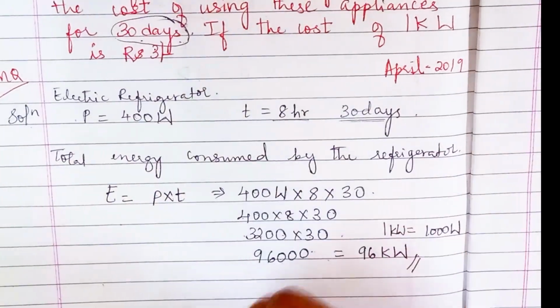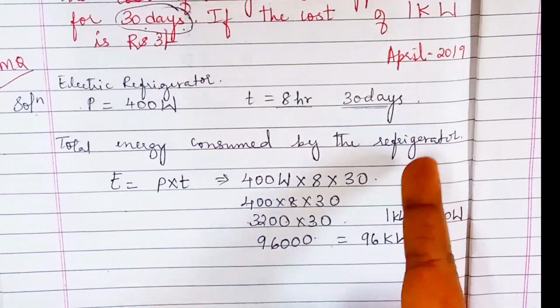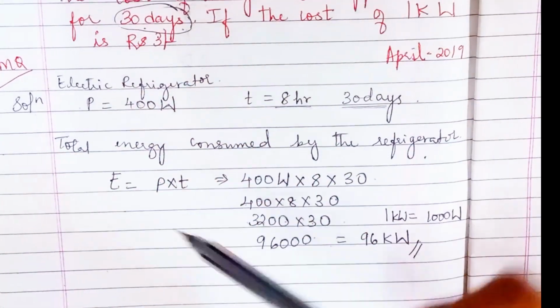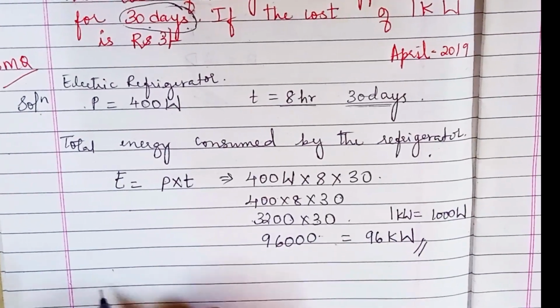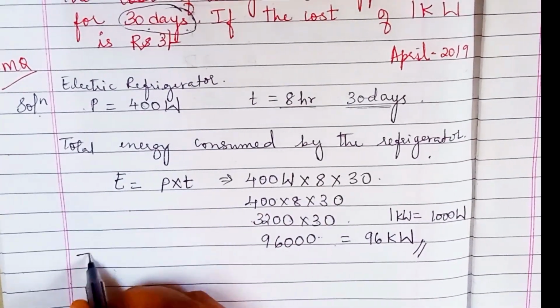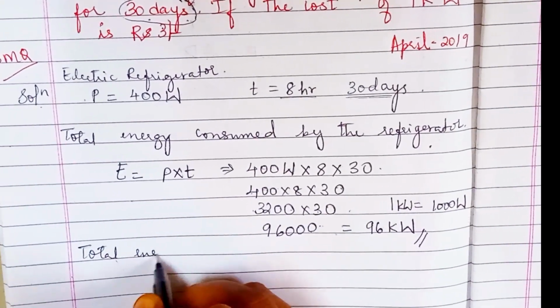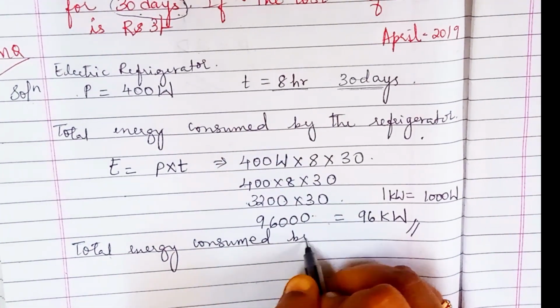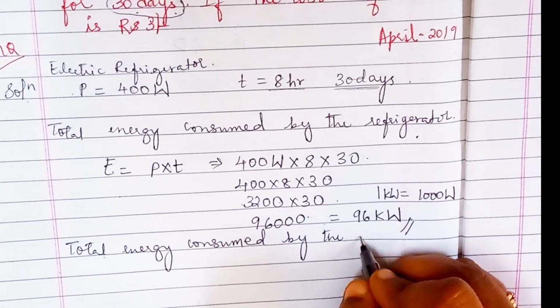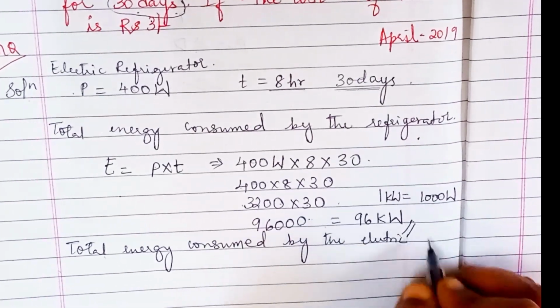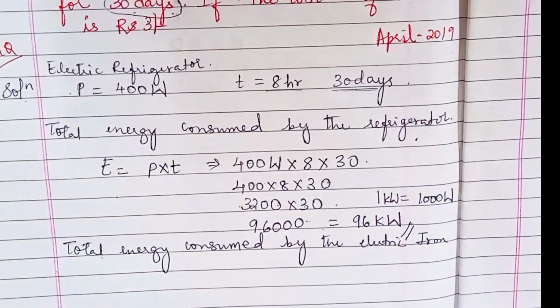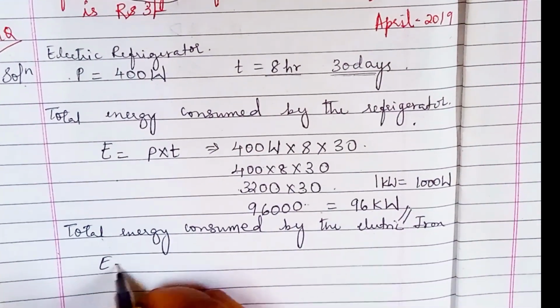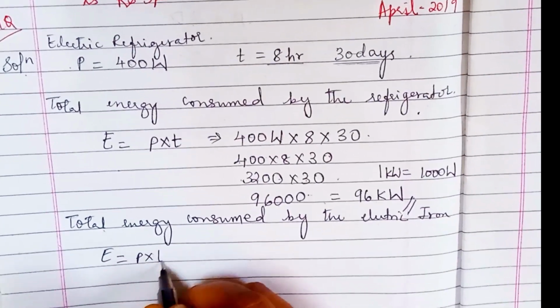Okay. Now the next part. Now the same thing how we calculated for your refrigerator, the same thing you have to calculate for your electric iron box. So now coming to total energy consumed by the electric iron. Okay, now same formula, that is E is equal to P into T.